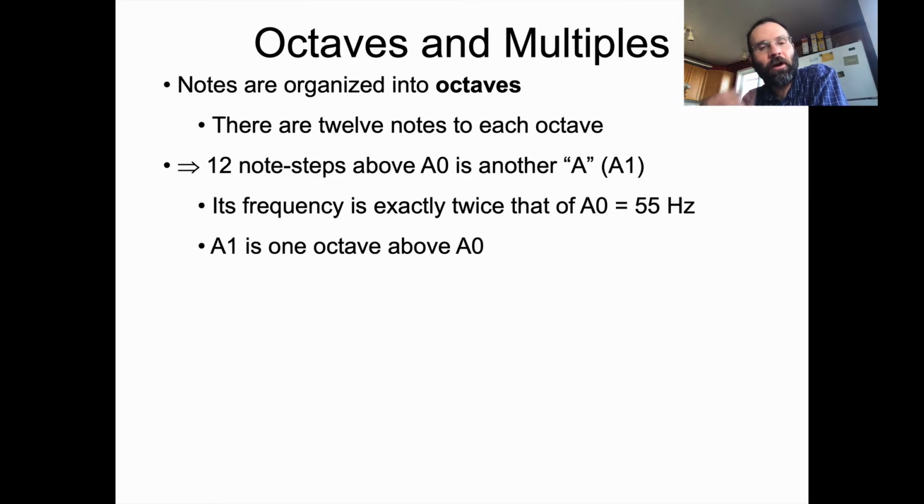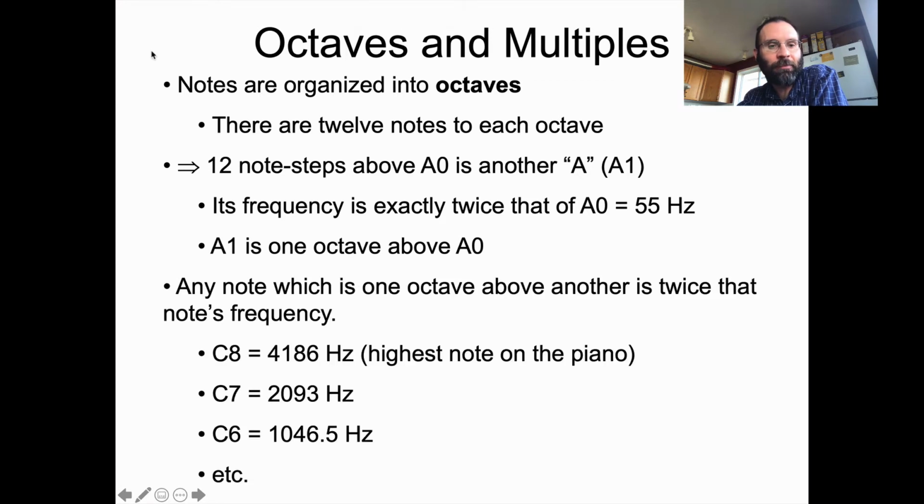And so when you go 12 note steps above a lower A, you get to the next A. And that frequency is going to be exactly twice that of the A that you just left one octave lower down. So A1 is going to have a fundamental frequency of 55 hertz, whereas A0 had a fundamental frequency of 27.5 hertz. A2 will be 110. I think you see the pattern hopefully by now.